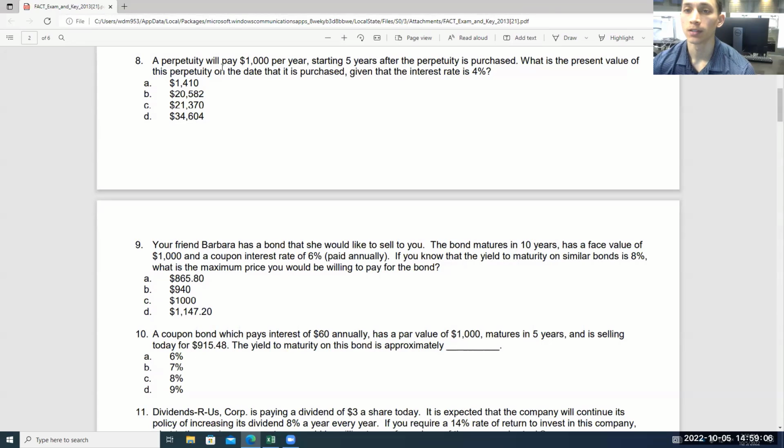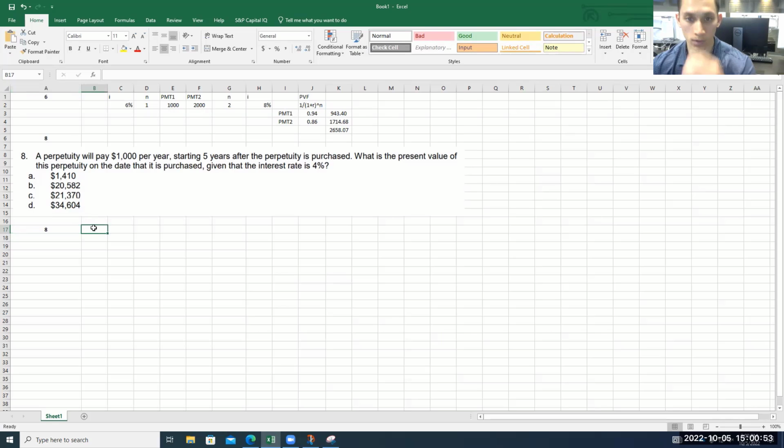All right, so number 8, dealing with perpetuities. It says a perpetuity will pay $1,000 per year, starting 5 years after the perpetuity is purchased. What is the present value of this perpetuity on the date that it is purchased, given that the interest rate is 4%?